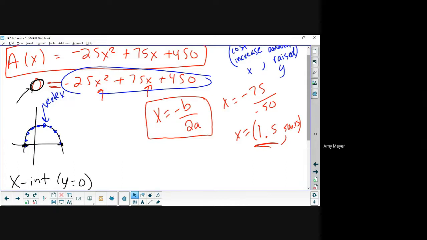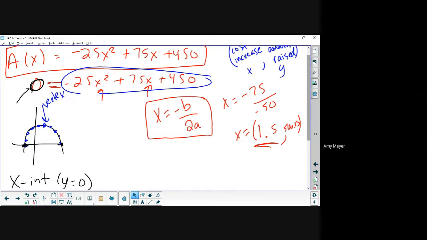Did we get 506.25? Should. I would like you to be able to get the vertex both ways. Actually, 3 ways. I would like you to be able to find the vertex from vertex form. This one just isn't in vertex form. I would like you to be able to find the vertex using your graphing calculator.